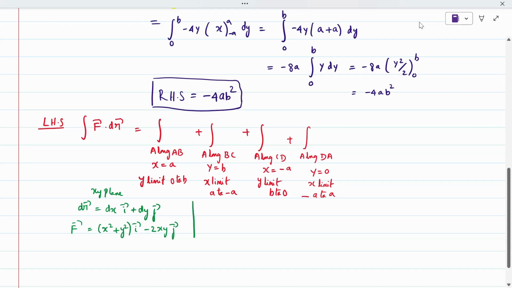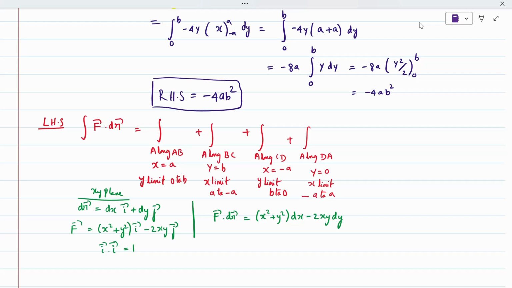So f into dr, you multiply it. F into dr we have to multiply. So when we multiply, i into i vector is nothing but 1, and i into j vector is 0. So only correspondingly we have to multiply it. So our f into dr will be x squared plus y squared into dx minus 2xy into dy. That we have to calculate, then only we can do all.